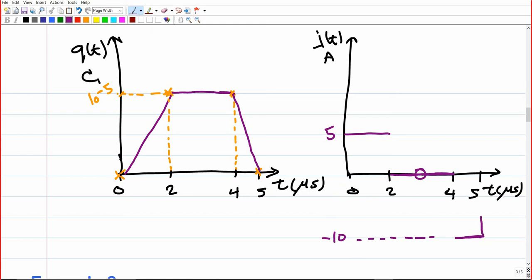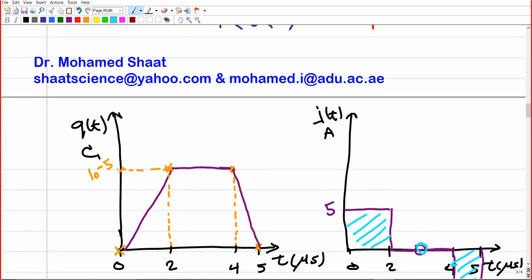Then your objective is just to close the shape, just connect all of them together in this way. So the graph will be this graph. It is negative 10 within this period, positive 5 within this period, and 0 within this period in the middle. Make sense? And that's it. So these are the requirements. It was required to draw this curve and this curve for the current and the charge for the given voltage over this capacitor.